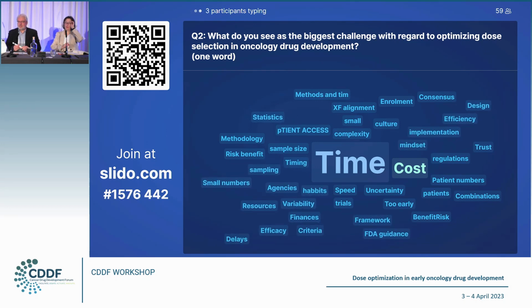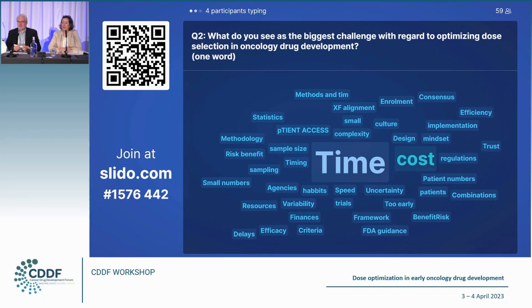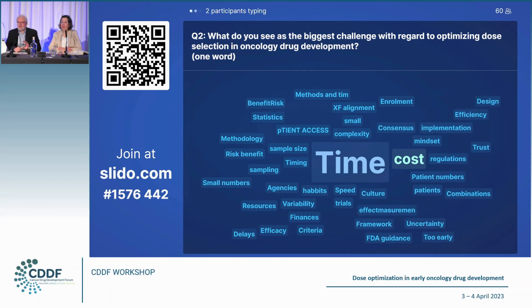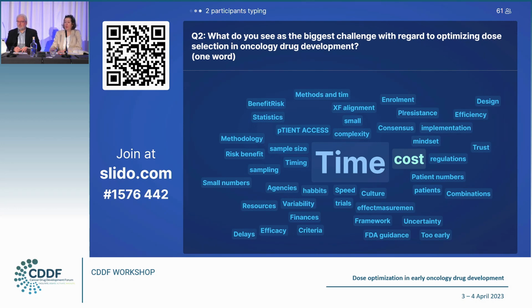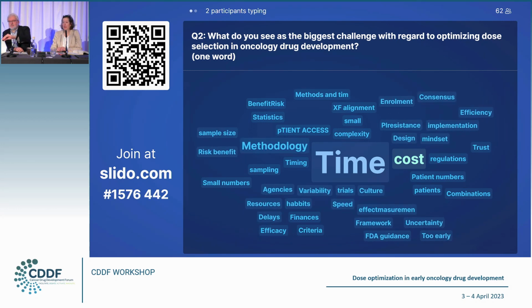So we have about 60 votes. It's interesting. Time and cost came up very quickly, and are also seen by the majority of participants as the major challenges to implement new dosing strategies for early drug development. I think this is something that will be addressed by several speakers as well. Methodology also.